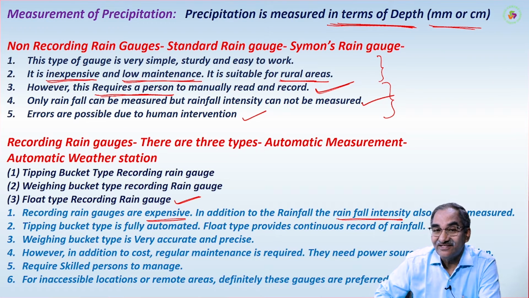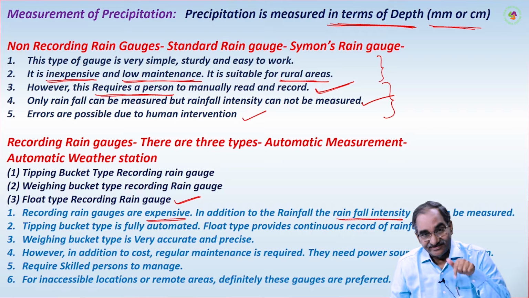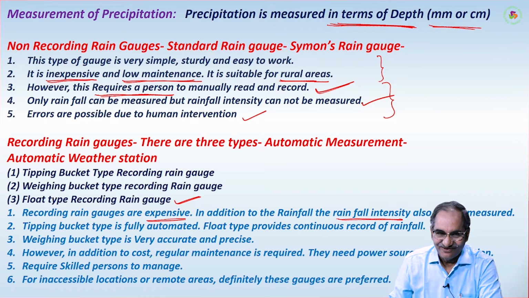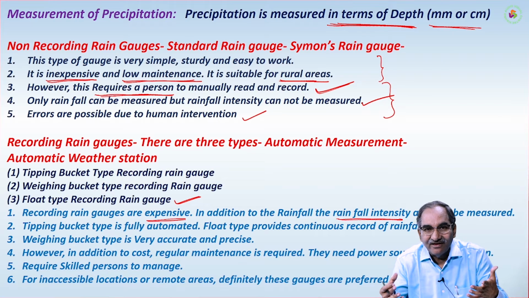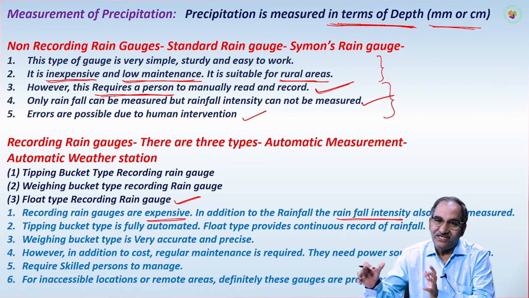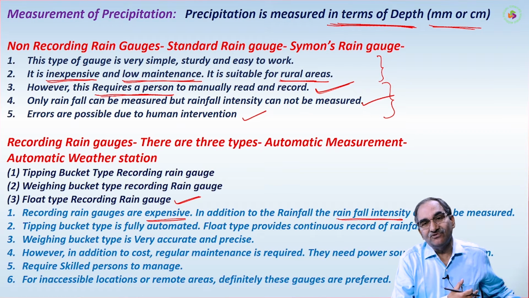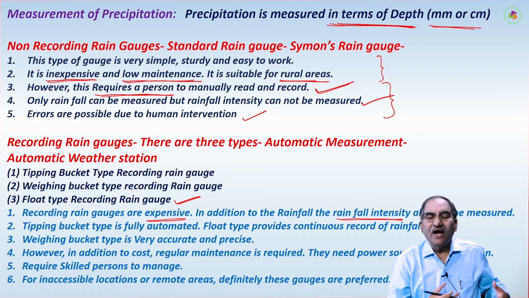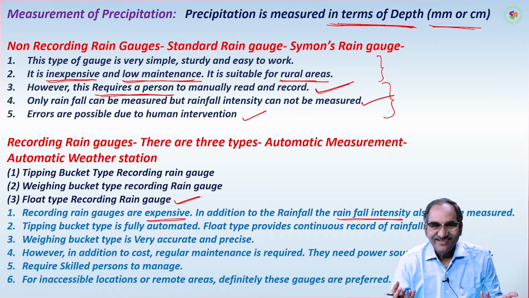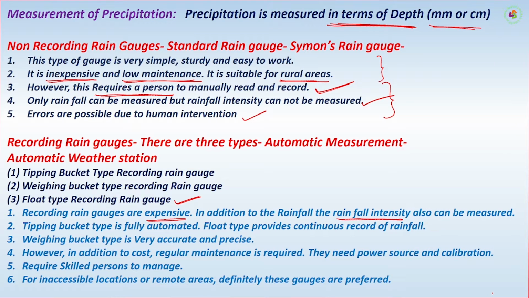If you want to measure the rainfall in that area, we will definitely use recording rain gauges, because in remote areas going every day may not be possible. So we install it and connect it to a recording room somewhere, and automatically from there we record the rainfall and the rainfall intensity.